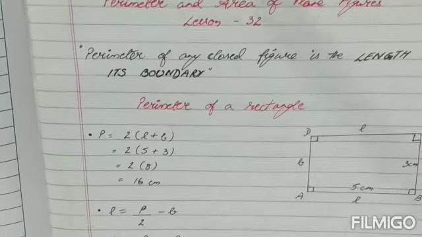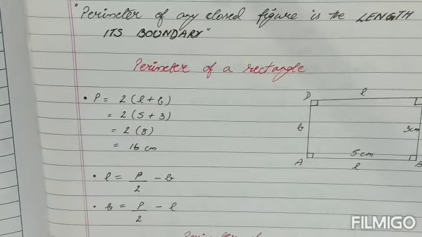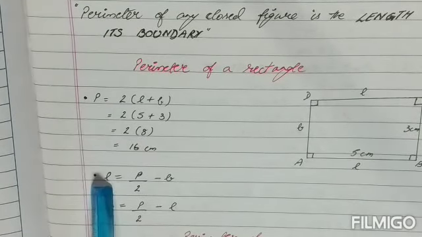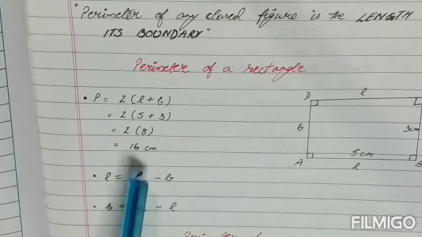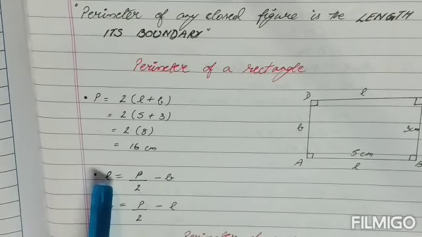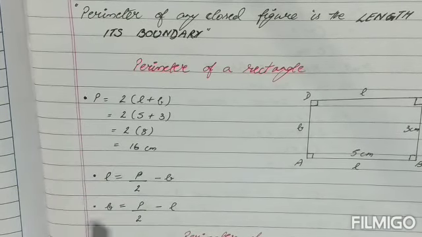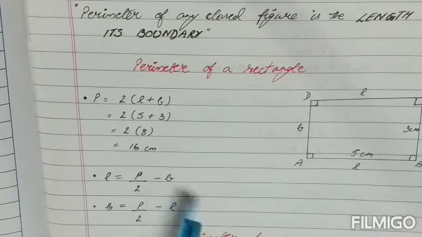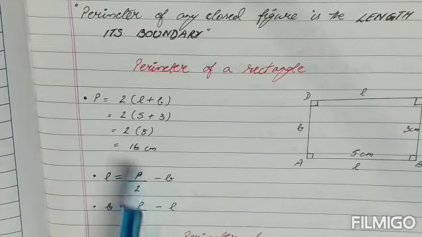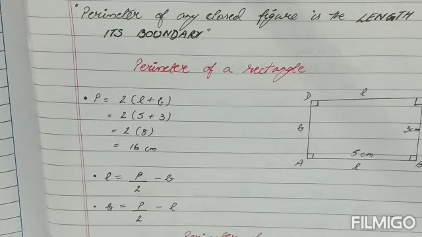Now the next thing is, if we have to calculate the length and the breadth, then again there are formulas that can be used, children. P upon 2 minus B is what we use for length, and for breadth it is P upon 2 minus L. So we make use of these formulas, children. Then we come to the next one, that is perimeter of a square.